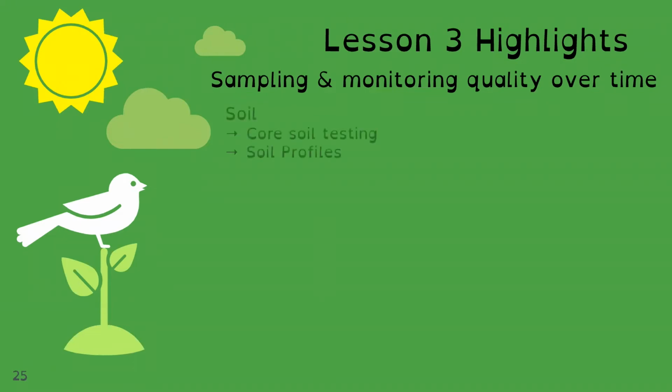So our highlights for this lesson, we talked about soil because we're monitoring and sampling. So we talked about core soil testing and how we looked at soil profiles and how we get different information at different levels of our soil. So topsoil is at the top, and then there were various horizons all the way down to bedrock. And each of these different layers have different nutrient compositions and different porosities, different things going on, and they add to the health of the soil in different ways.